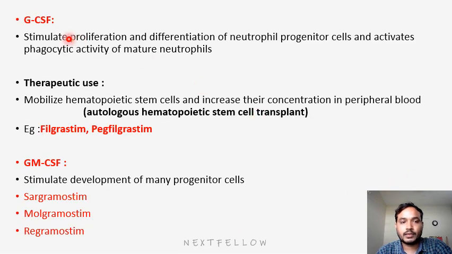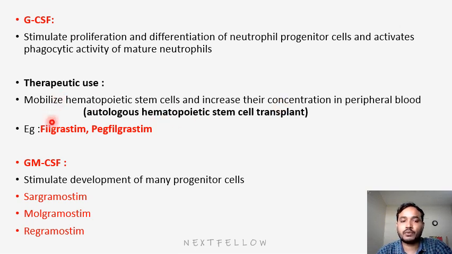Next group is granulocyte colony stimulating factors. These stimulate proliferation and differentiation of neutrophil progenitor cells and activate phagocytic activity of mature neutrophils. The main therapeutic use is autologous hematopoietic stem cell transplantation. How are these helpful in stem cell transplantation? Because they mobilize hematopoietic stem cells and increase their concentration in the peripheral blood. Thereby we can collect those stem cells, which are useful in autologous hematopoietic stem cell transplantation.